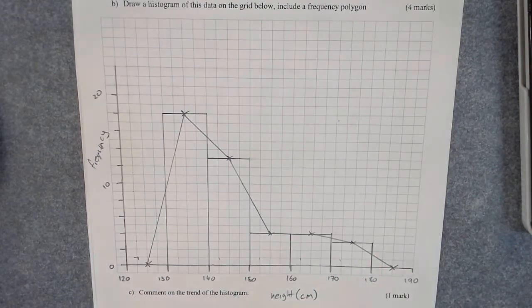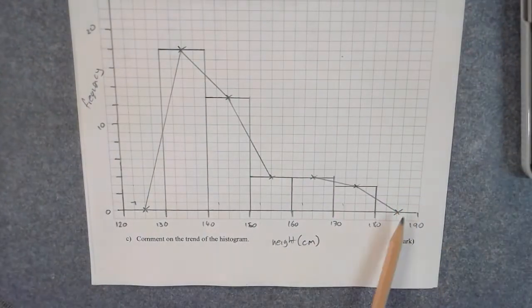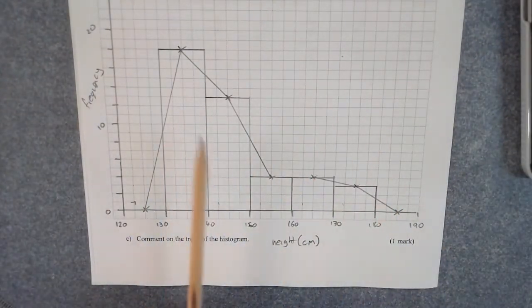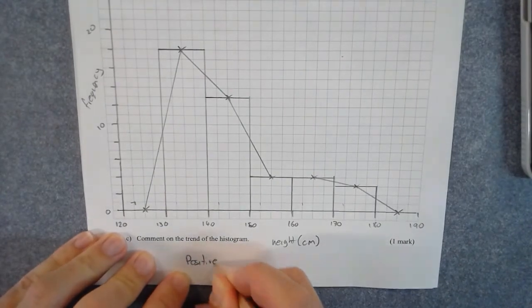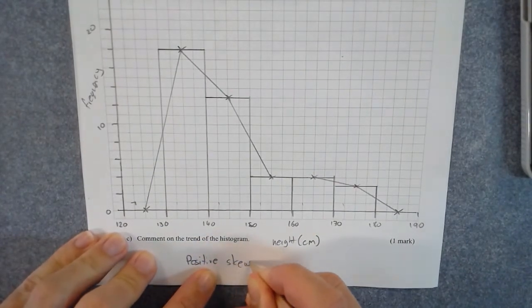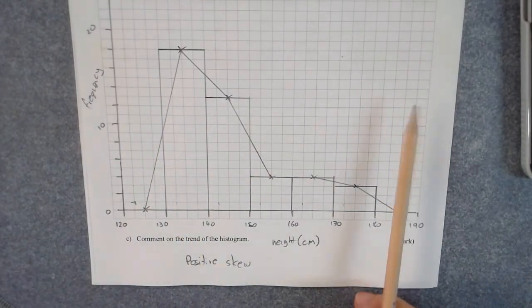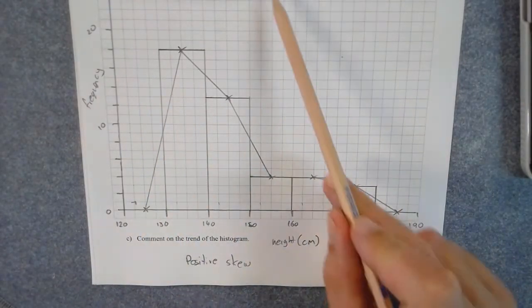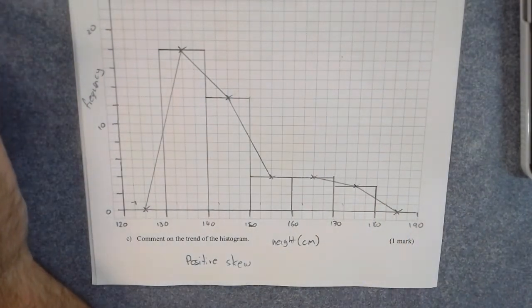It is important. The final question is comment on the trend of the histogram. Well, most of our data is on the left-hand side, and we call that positive or a positive skew. So that's positive, it's all down this side. If it was all down this side, it was called a negative skew. And if it's just a nice triangle, we call it symmetrical. So that's how you get them. So make sure you mark everything this week and go through this slowly.